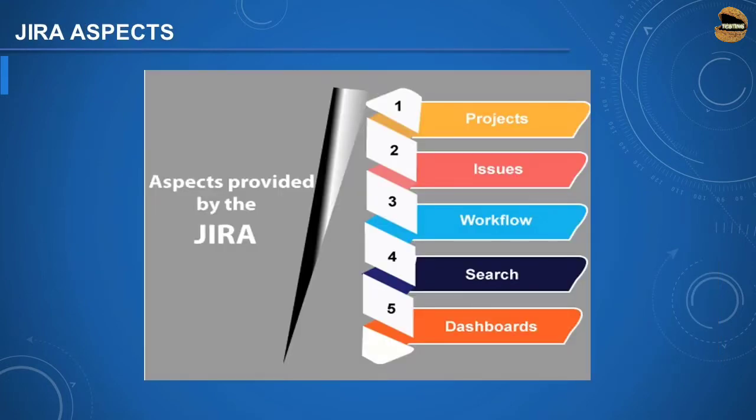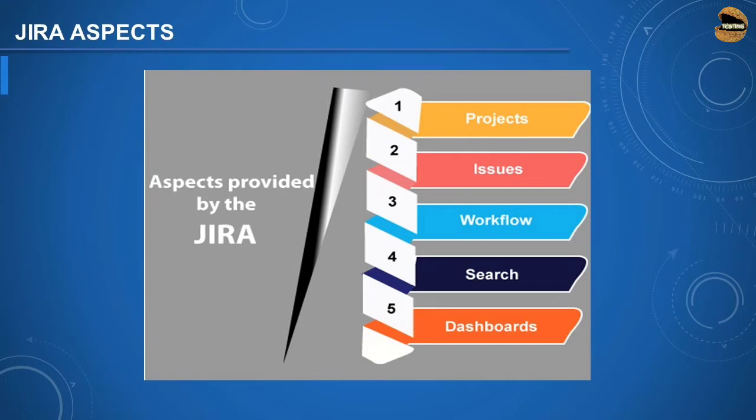Further to elaborate in detail, we need to understand what the various aspects of JIRA are. Aspects provided by JIRA are the projects, issues, workflow, search, and dashboard. Projects are obviously about the overall project which can be dealt with within JIRA. If you're working on a project, the end-to-end project activities will be taken care of within JIRA.